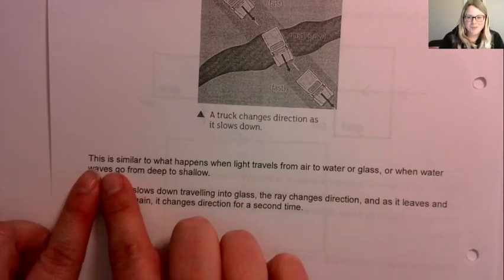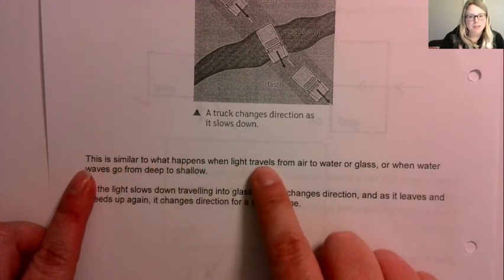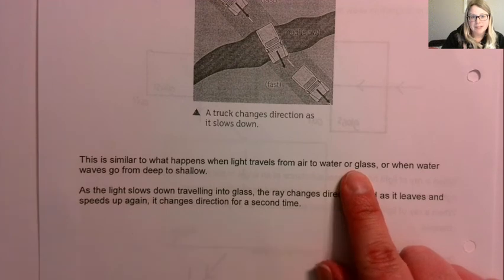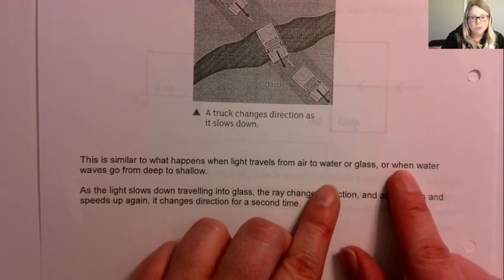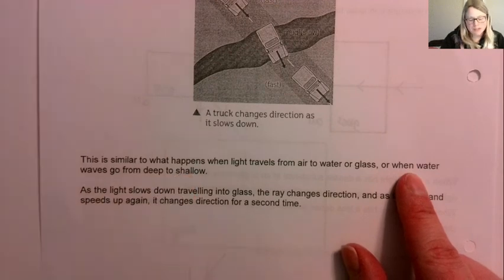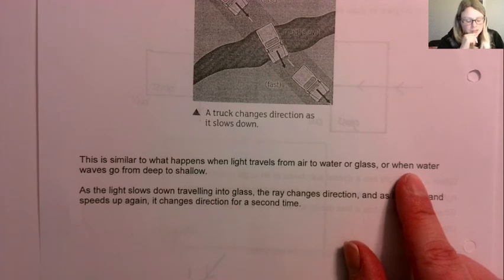So this is similar to what happens when light travels from air to water or glass, because water and glass are both denser than air. Or when water waves go from deep to shallow. That's a wee weird one if you do GCSE physics. That's very, very important. For now, if we can just get you with the light going from less dense to more dense and understanding that, we will be flying.